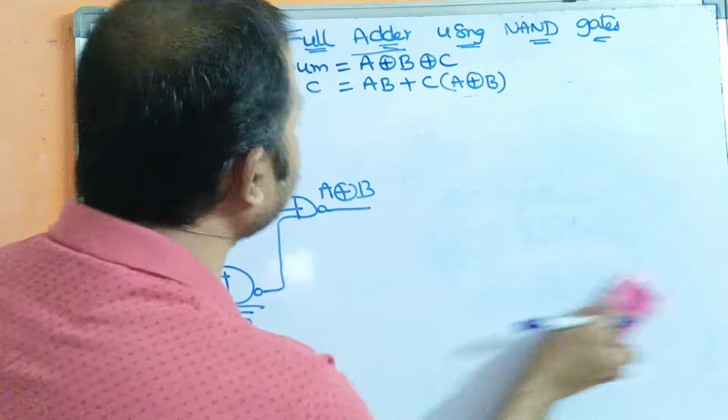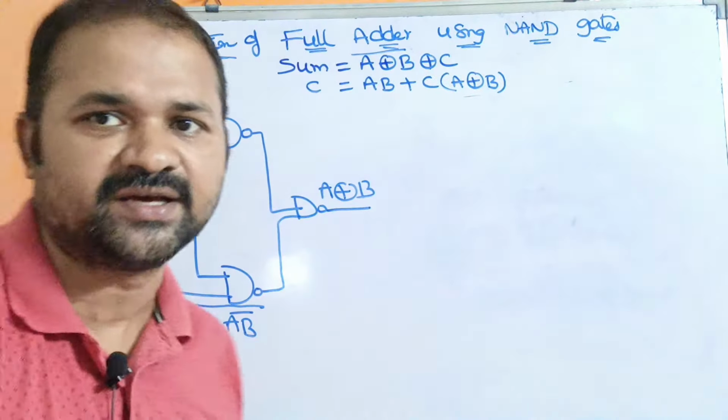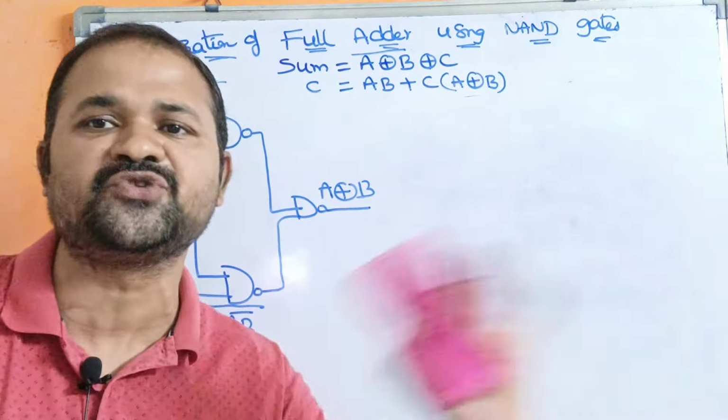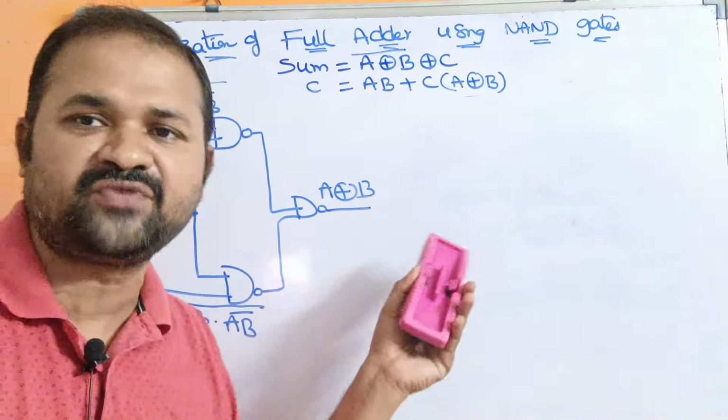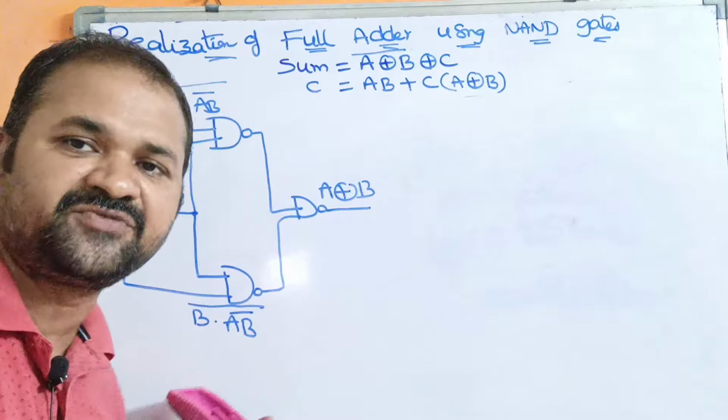But here, what is the sum? C is the other input to the sum. Okay. So a similar structure we need to follow here. One input will be received from A exclusive OR B and the next input will be received from C.